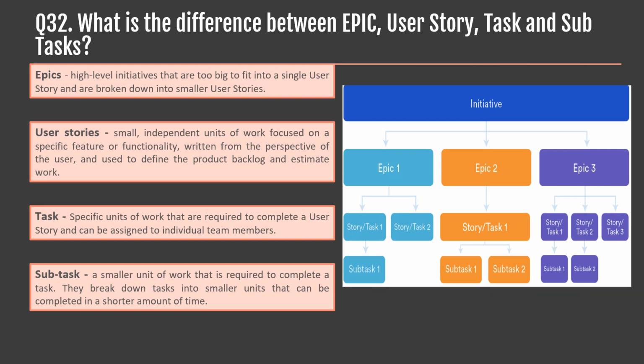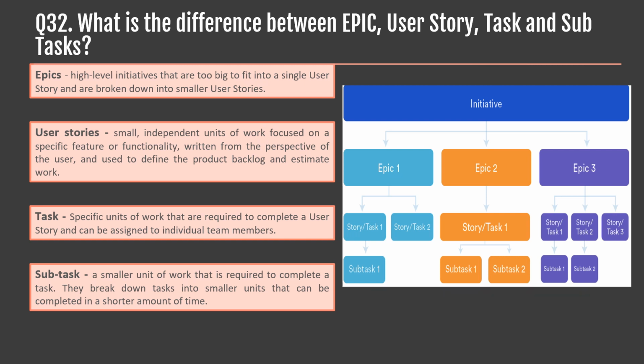In agile software development, epics, user stories, tasks and subtasks are used to help organize and prioritize work. Here are the differences between them. Epics are large pieces of work that cannot be completed in a single iteration or sprint. They are high-level initiatives that are too big to fit into a single user story. Epics are often broken down into smaller user stories that can be completed in a single iteration. Example, order feature in the mobile app could be an epic that is broken down into multiple user stories.